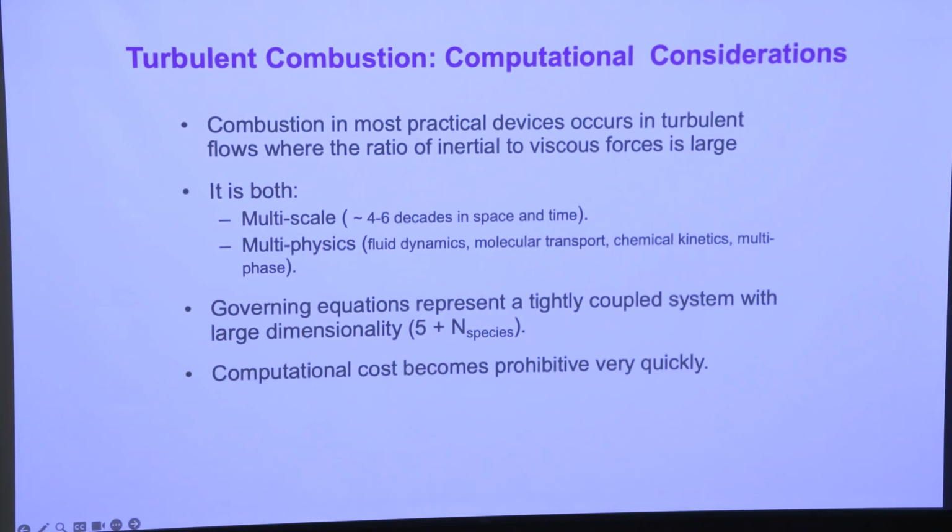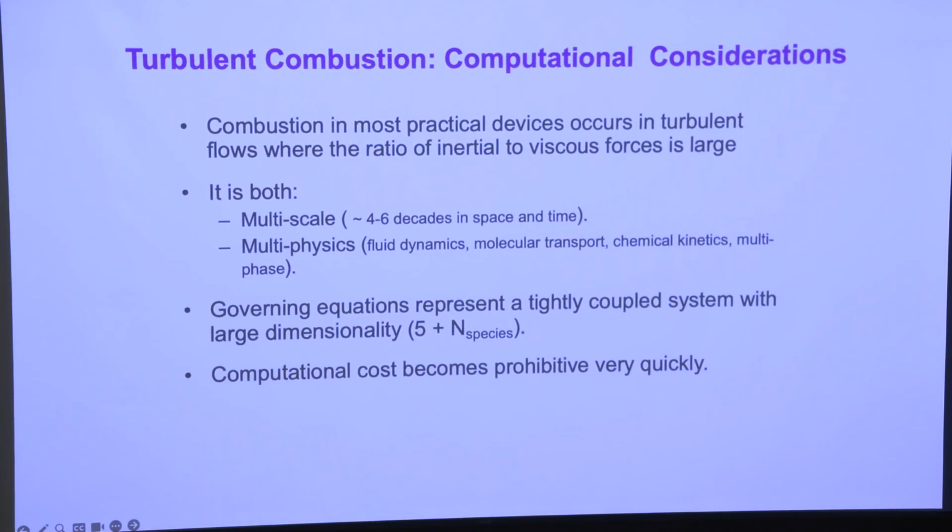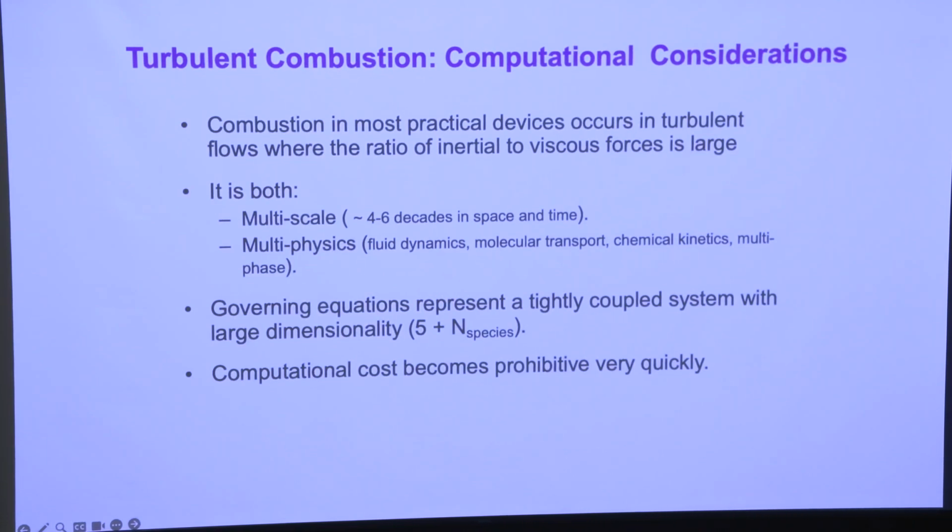And then if you want to solve this with high fidelity, you have conservation equations that have to be solved in a tightly coupled system, also with very large dimensionality due to the large number of species, maybe upwards of 100 or a couple hundred, that you have to transport. That's n species here, plus the 5 other dependent variables: density, the 3 components of momentum, and energy. And so performing these high fidelity simulations becomes very, very expensive very fast.